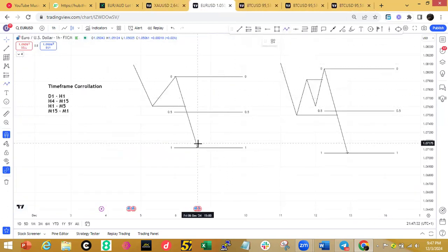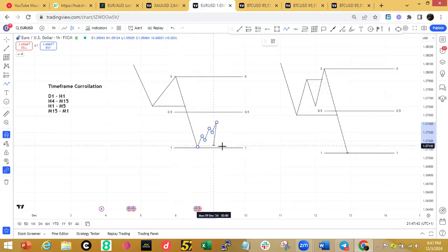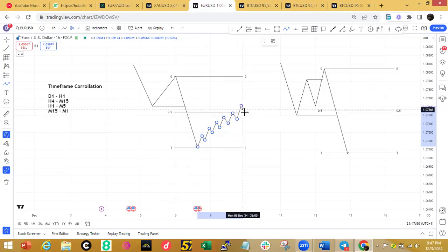So now what do you expect? This is now M1, right? The market is now retracing. The market is making higher highs. Now, bear in mind, M15 is bearish, but now we are seeing a pullback. M1 is bullish. It's creating higher highs and higher lows.